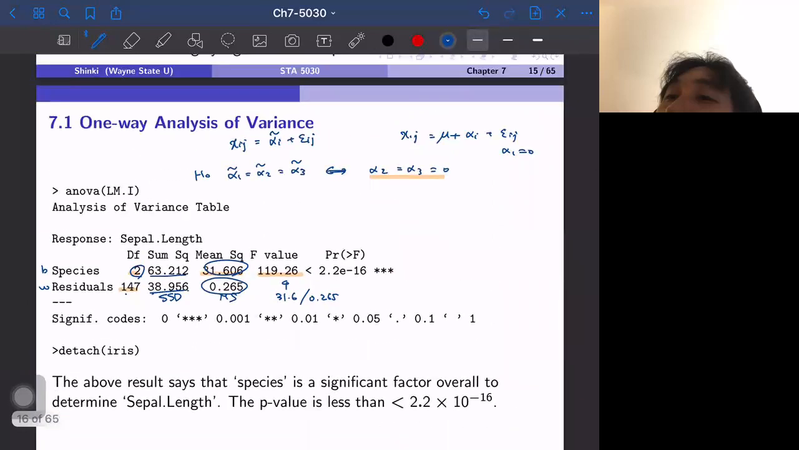So this is how to implement the one-way layout in the R language. Basically, we have the same function, the lm function. Then after that, we can use the anova function to do the F test.